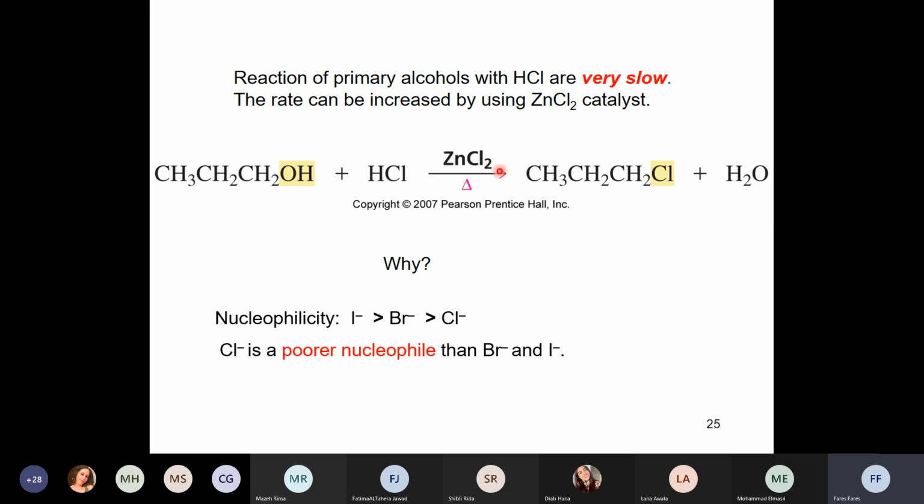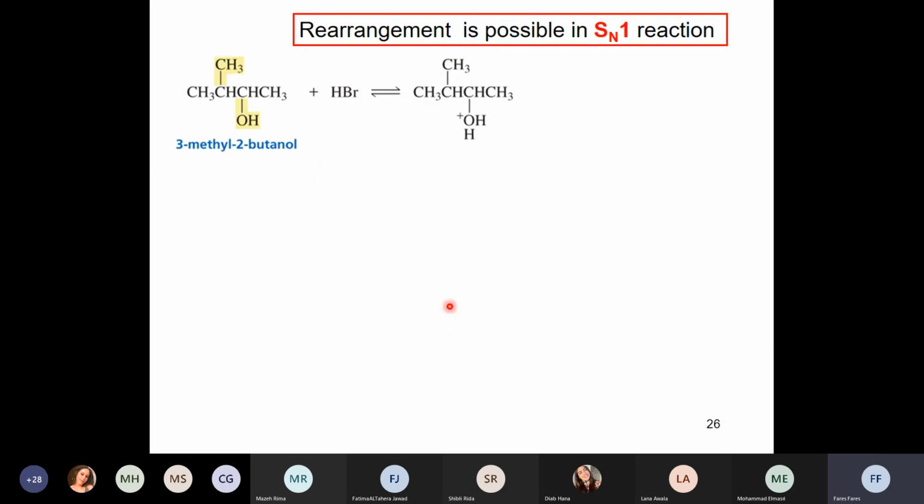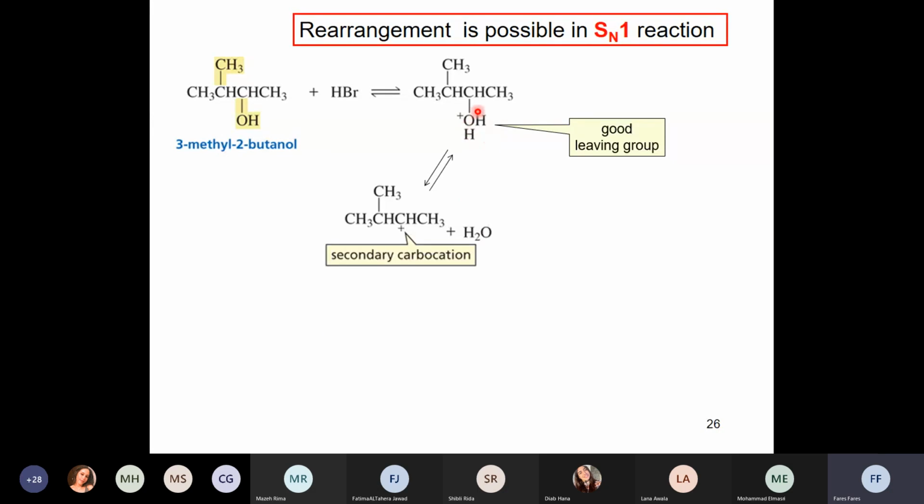And finally, rearrangement is possible for SN1. Every time you have formation of a carbocation, you have to check for the possibility of rearrangement. Here is an example. If the starting secondary alcohol is treated with HBr, step 1 is protonation. After protonation, we expect the leaving group to depart, because we are talking about SN1, without any help from the nucleophilic Br minus. H2O leaves, and we create a positive carbon left behind. It is a secondary carbocation. Now we expect Br minus to react in step 2 with this secondary carbocation.